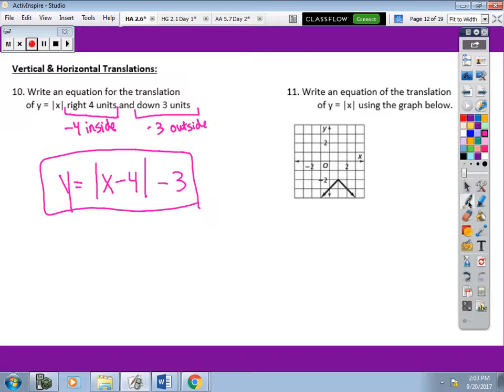Now for this one, I am going to darken my x and y axis. It's kind of hard to see them. They kind of all look like the same color to me.